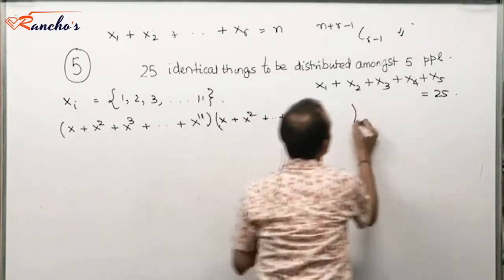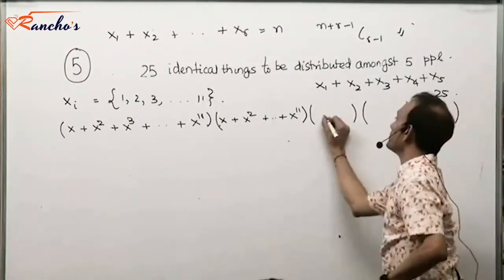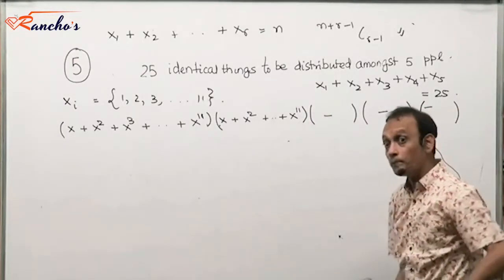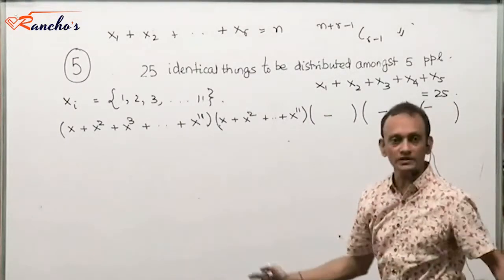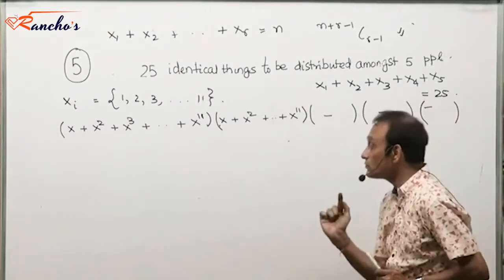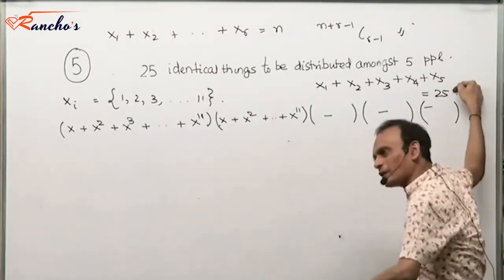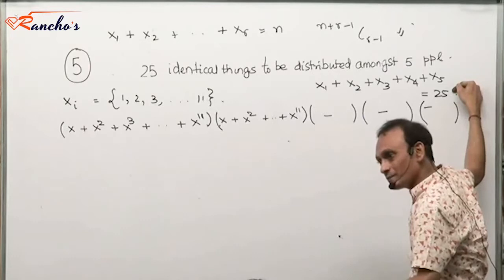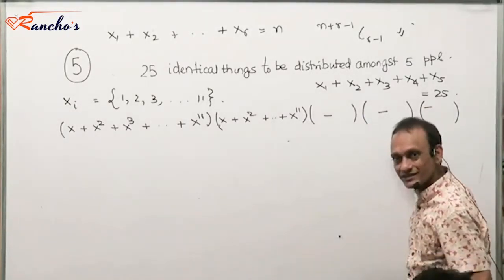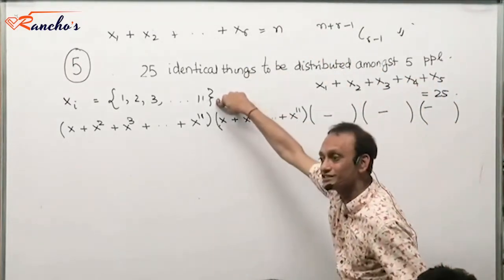Similarly for x3, similarly for x4, similarly for x5, same. Yes or no? But eventually when I multiply it out, I'm interested in a term like x power 25. The coefficient of x power 25 is what I'm seeking in this multiplication. That will give me the number of solutions to this equation given this constraint.